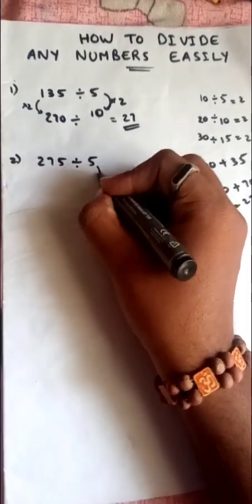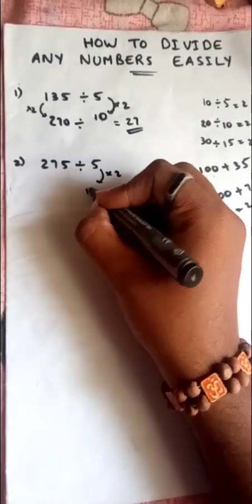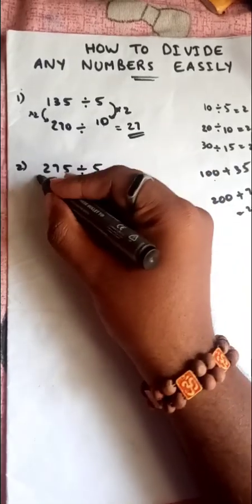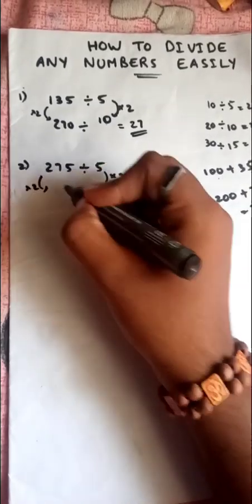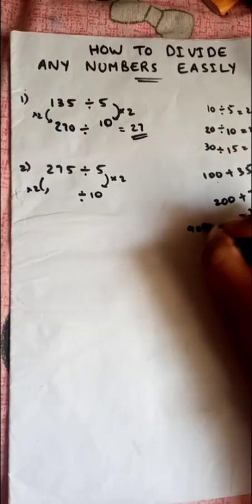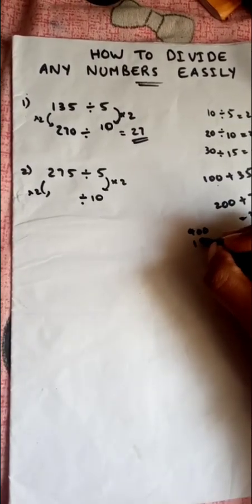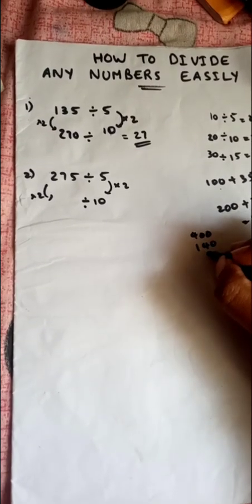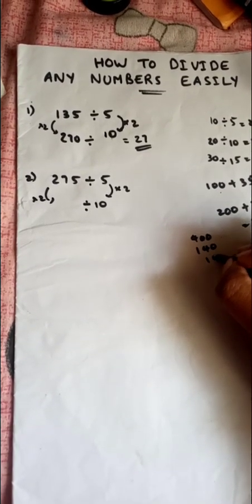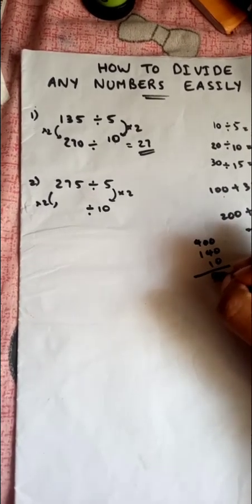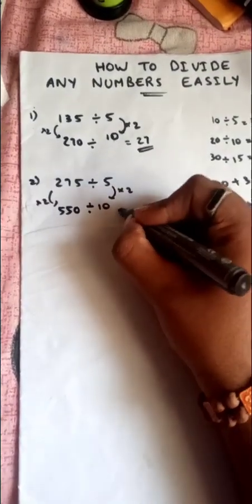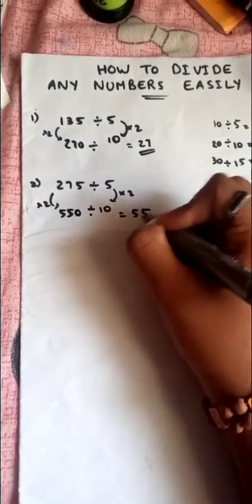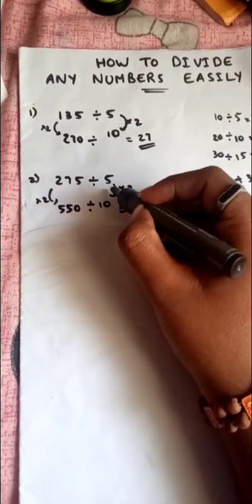Take 275, and 5 would turn into 10 by multiplying with 2. Whatever we have multiplied here, we multiply here also with 2. So 200 multiplied by 2 would be 400, 70 multiplied by 2 would be 140, and 5 multiplied by 2 would be 10. So 0, 5 and 5, 550 would be the answer. Then 550 divided by 10 would be 55. 55 would be the answer of 275 divided by 5.